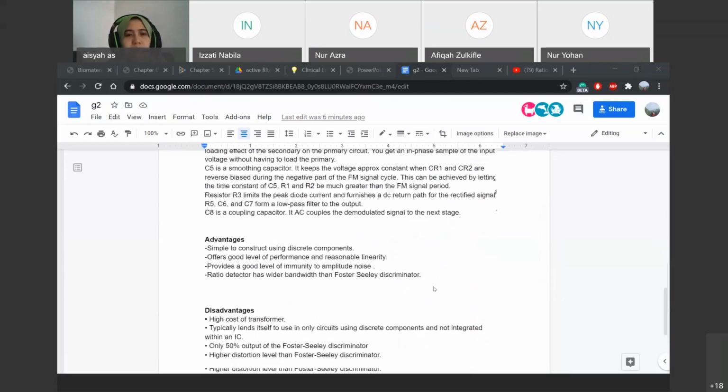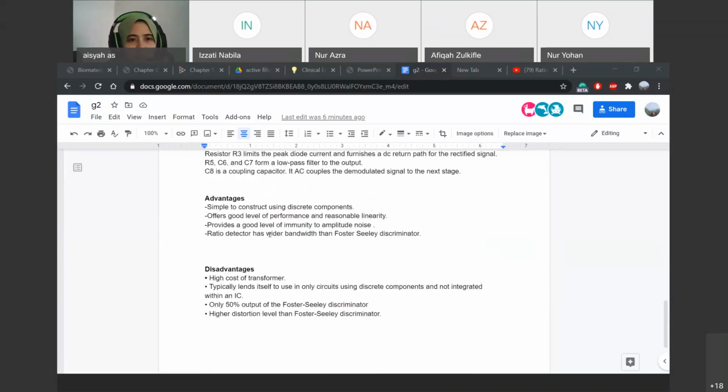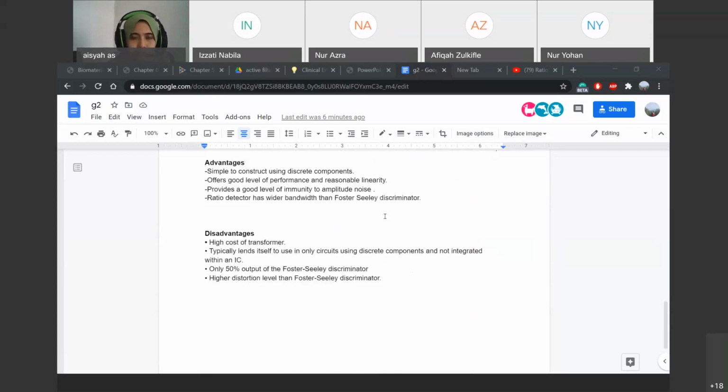And let's see the advantages. First, it is simple to construct and uses discrete components. However, the discrete components could be high cost, which could make the circuit higher cost. And then it offers a good level of performance and reasonable linearity. It also provides a good level of immunity to amplitude noise, which will reduce noise. And the ratio detector has wider bandwidth compared to the Foster Seeley.